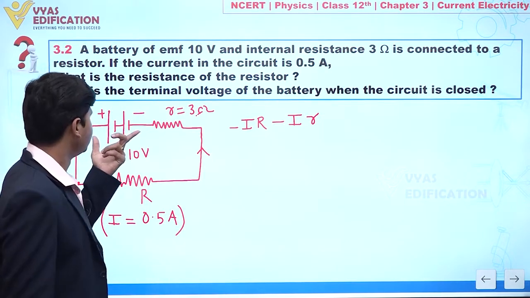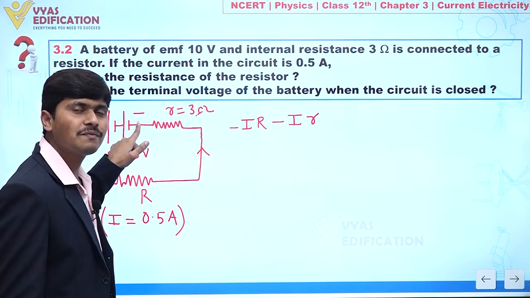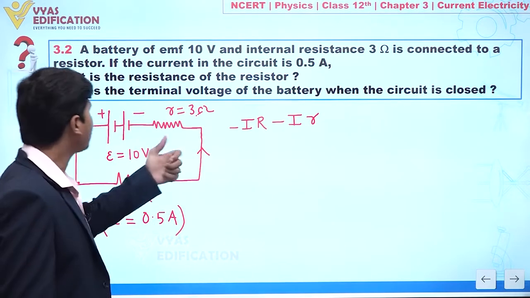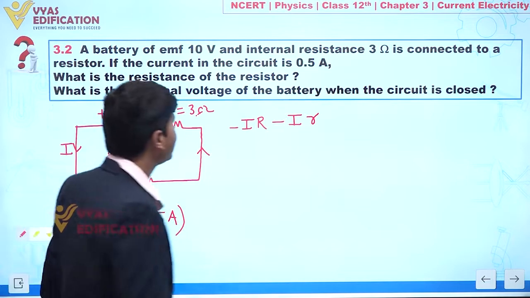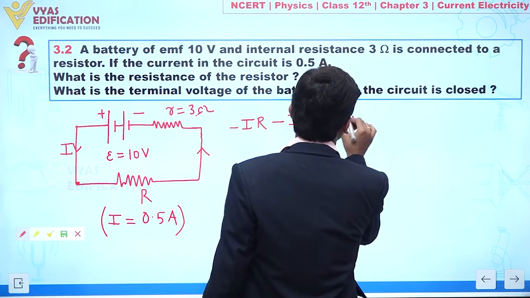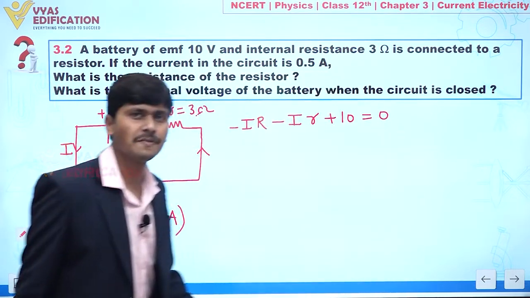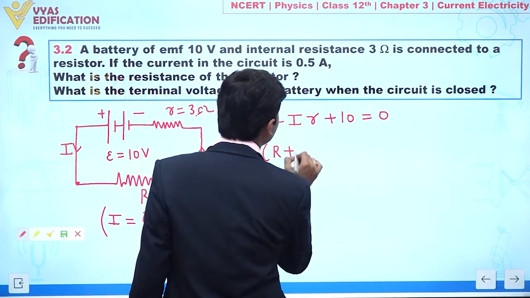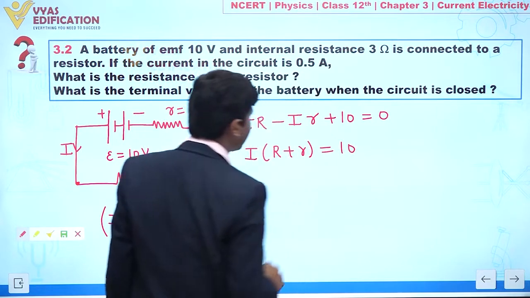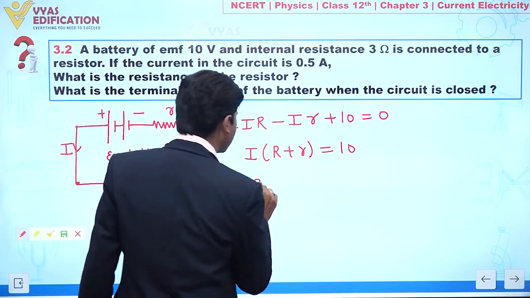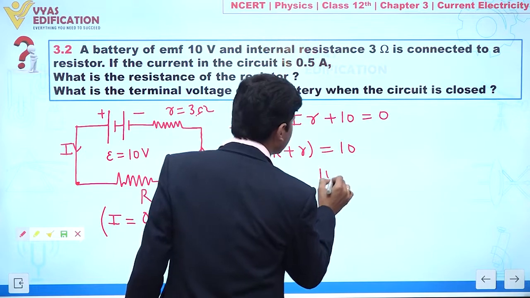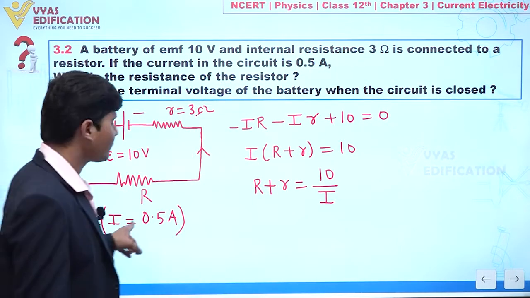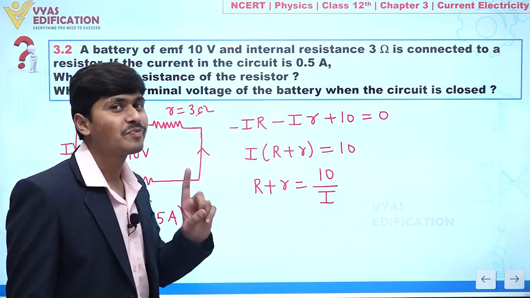Clear? And again we are going from the minus plate to the plus plate. That means I am going from lower potential to higher potential. Clear? It means I can write here this is equal to plus 10, and the sum is equal to 0. From here we can write I times capital R plus small r should be equal to 10. Clear? So I can say capital R plus small r is equal to 10 by I.